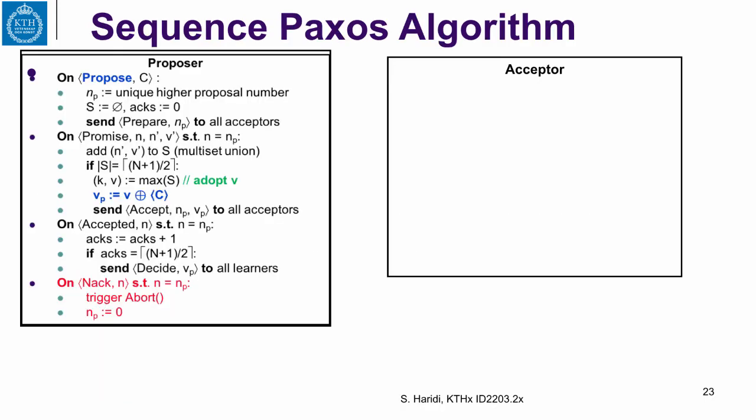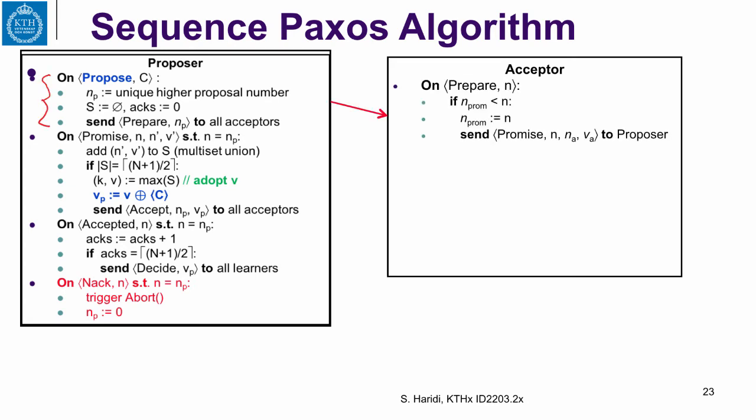So here is the sequence Paxos algorithm. The proposer phase is the same as before, by sending a prepare to all acceptors, and when an acceptor gets prepare with n higher than its current promise, it sends a promise to the proposer with its current accepted value and its round number that has been accepted in. Then we come to the promise.